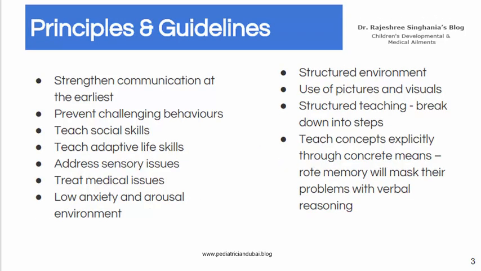The main principles are we should at the earliest strengthen communication, because once the child learns to communicate either through pictures, signs, or words, challenging behaviors are prevented or reduced. We also need to teach them social skills, especially important skills like requesting, joining in, asking for timeout, etc. Adaptive life skills are very important, and these need to be explicitly taught. Skills like toileting, eating on their own, getting dressed, etc.